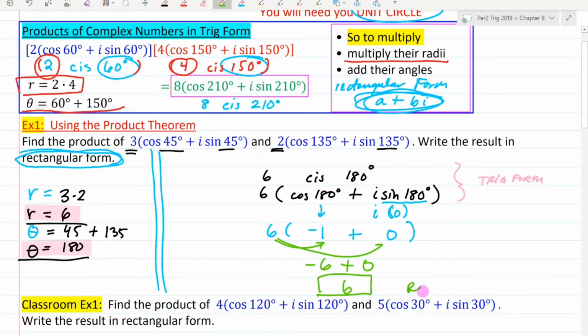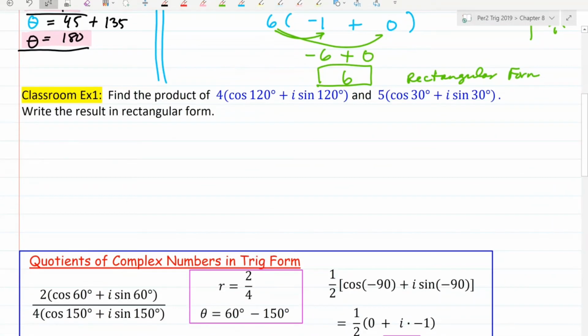So this is rectangular form. It's a plus bi, and since the complex portion of it is 0, then it's just -6. And if we were graphing this, with the real axis on the x, you would have this point right here at -6, that vector. All right, pause the video, do classroom example 1, and then come back and check your answers on that.